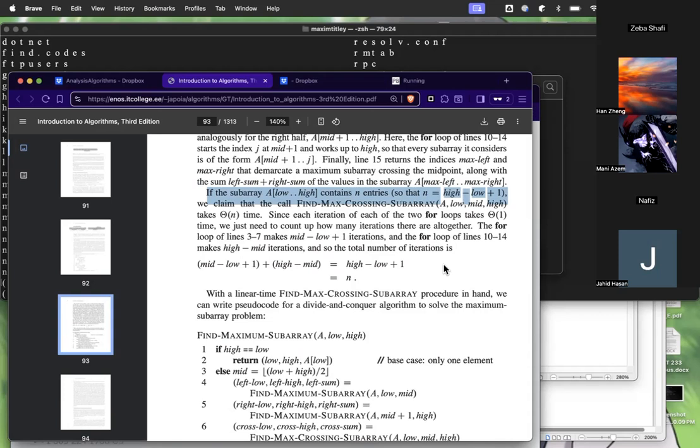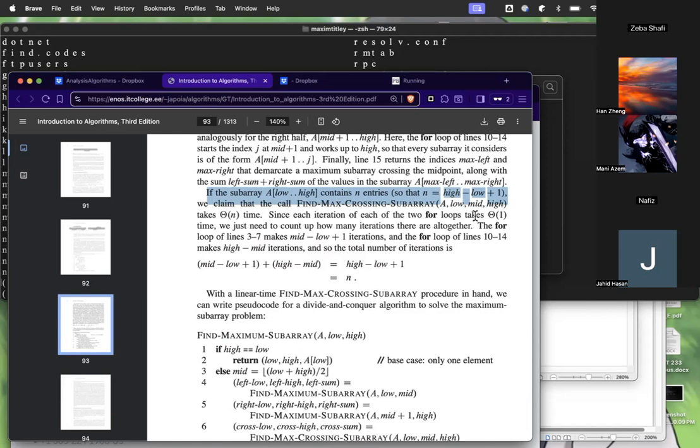And so now here's what we have as a result. Okay. The result is as follows. So if the subarray contains n entries, I claim that the call to find max crossing subarray A, low, mid, high takes time linear in n.